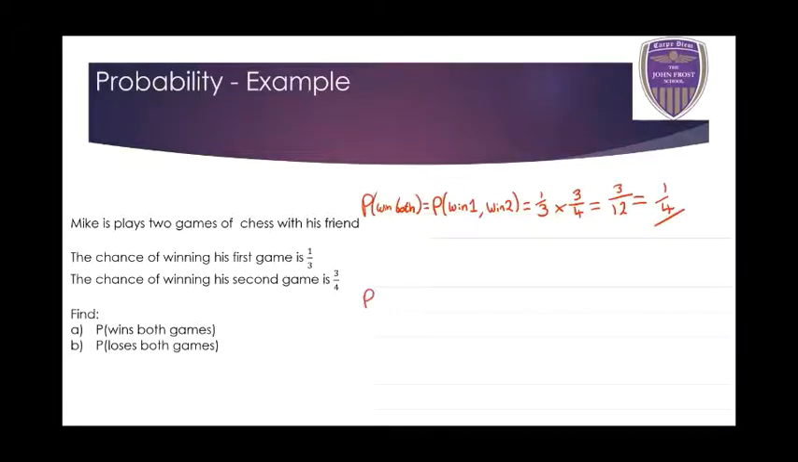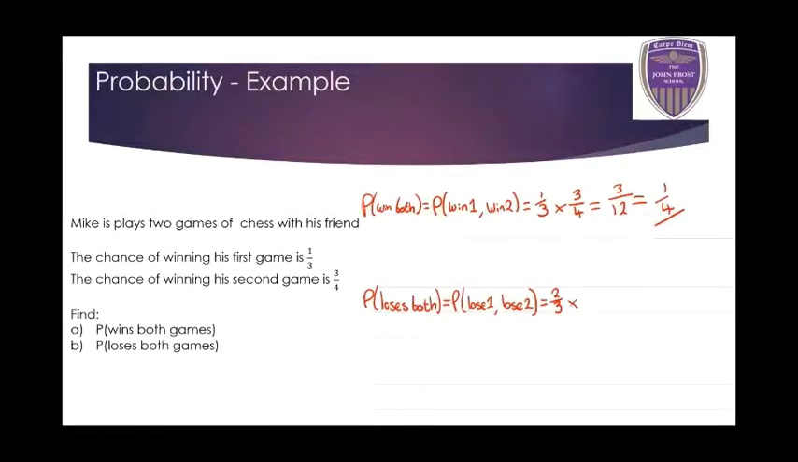Now part B, what are the chances that he loses both? You need to remember all probabilities need to add up to 1. So he loses round 1 and then he loses round 2. If the chance of him winning the first game is 1/3, then the chance of him losing has to be 2/3 because all outcomes have to add up to 1. He either wins or he loses. He could draw, but we're going to ignore that for now. So there's a 2/3 chance of him losing.